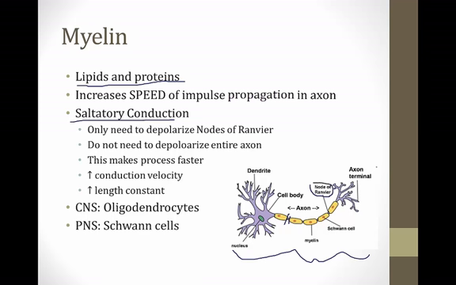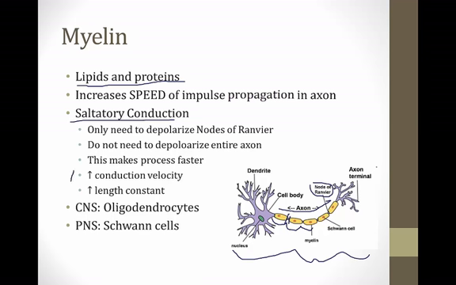The presence of myelin allows the depolarization to jump from node to node. In other words, the axon does not need to depolarize its entire length. It can go from node to node hopping along, and this makes the conduction velocity much faster, and it makes the efficiency of the neuron much greater.